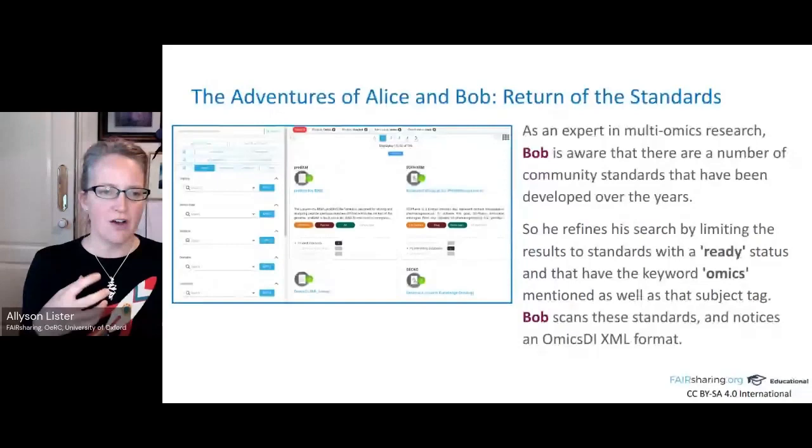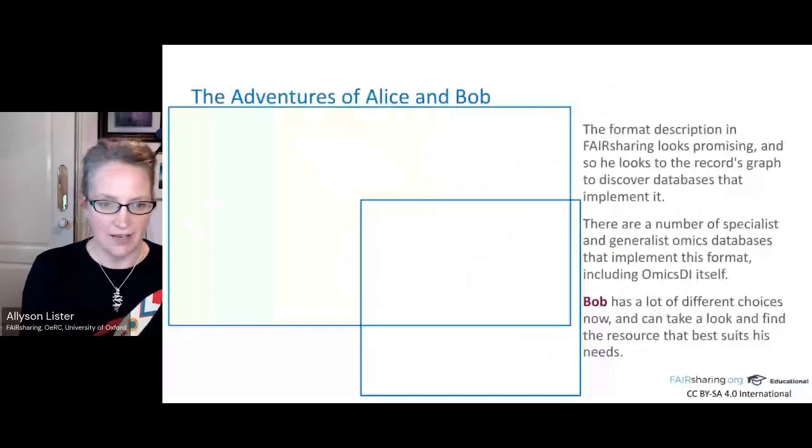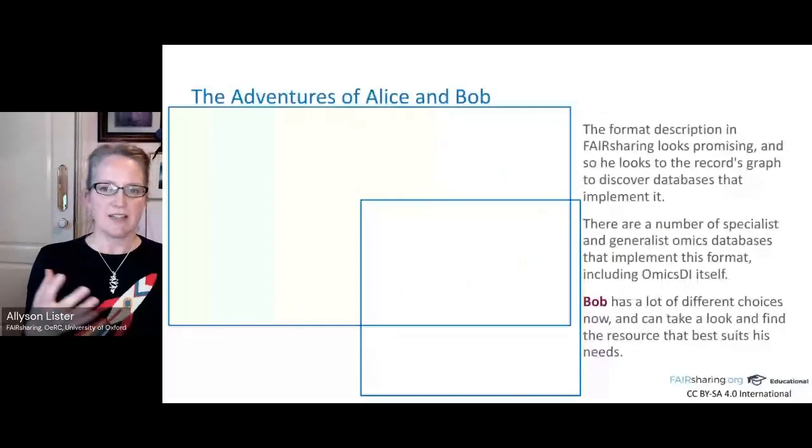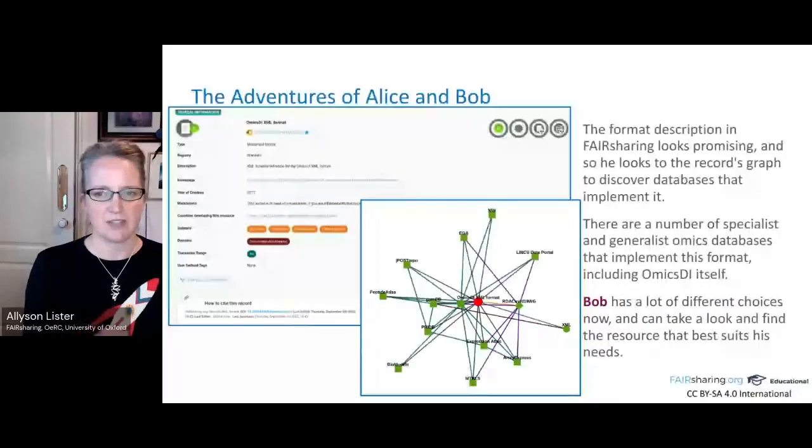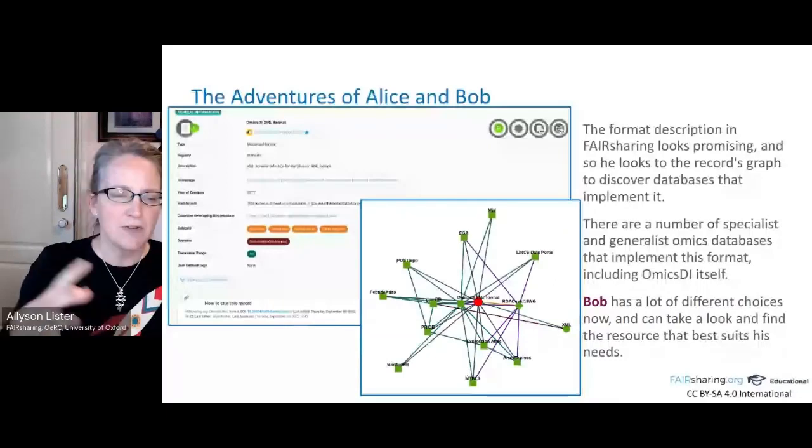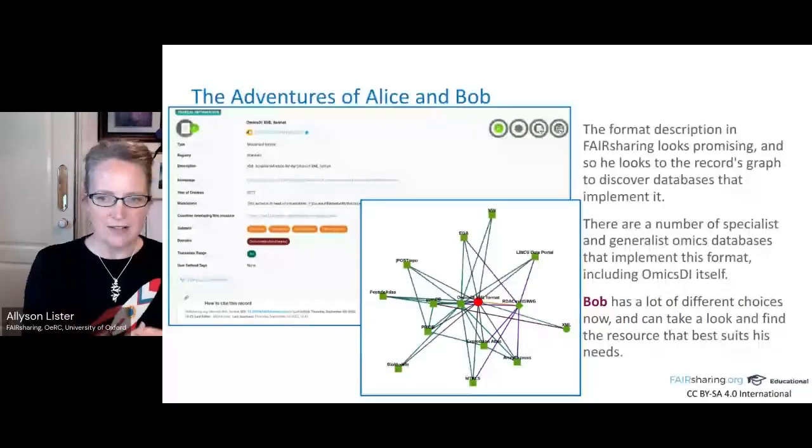And also you might want to be looking at a particular type of standards. He notices in the search results there's the omicsDI XML format. Whoa, he says, this seems like a great thing. And indeed, the description of the omicsDI format looks promising in FAIRsharing. So he takes a look at the records graph to see those resources, that ecosystem surrounding it. There's a number of both specialist and generalist omics databases that implement this format, including the omicsDI resource itself. So Bob now has a lot of different choices.